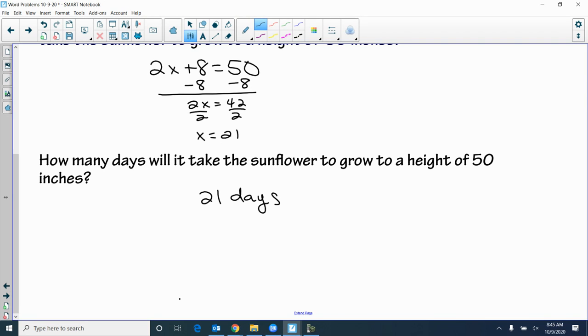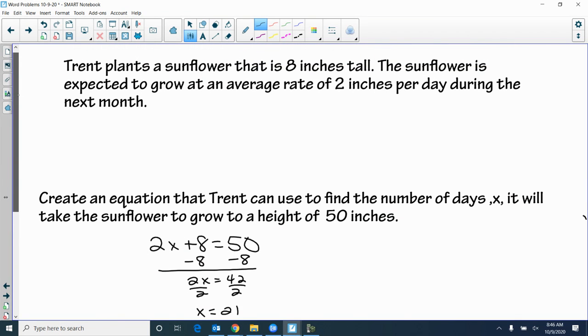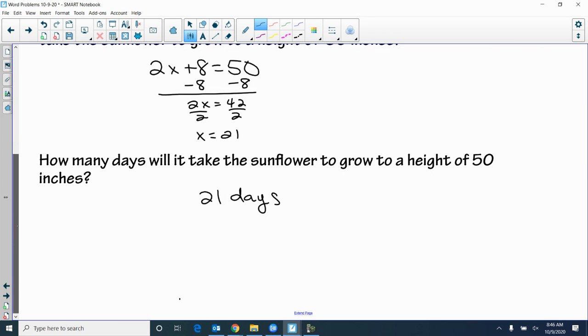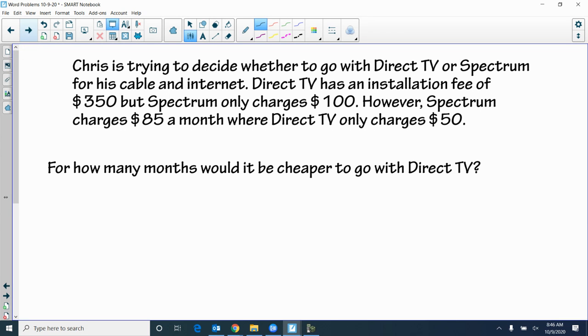So setting up that equation, the 2 represents the number of inches per day it grows, and the 8 represents the initial height of it, right? Okay, so it's already 8 inches tall. All right, now, are we still on the same first page? Okay. All right, read through that one.